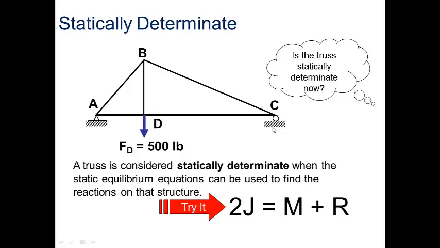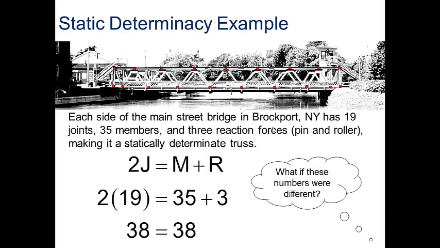Now this truss is statically determinate, and I'm going to be able to solve all of the variable forces that are acting on that truss. Here's another example. This is a bridge in Brockport, New York. It has 19 joints, 35 members, and 3 reaction forces because it has 1 pin and 1 roller. And that's going to make it statically determinate.